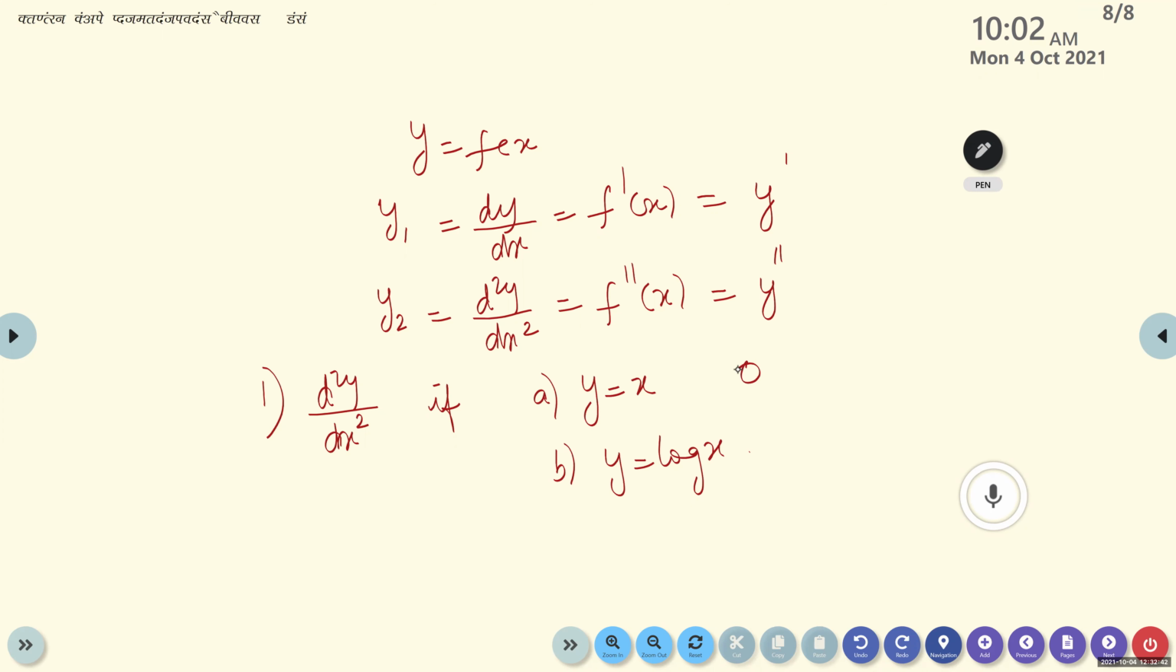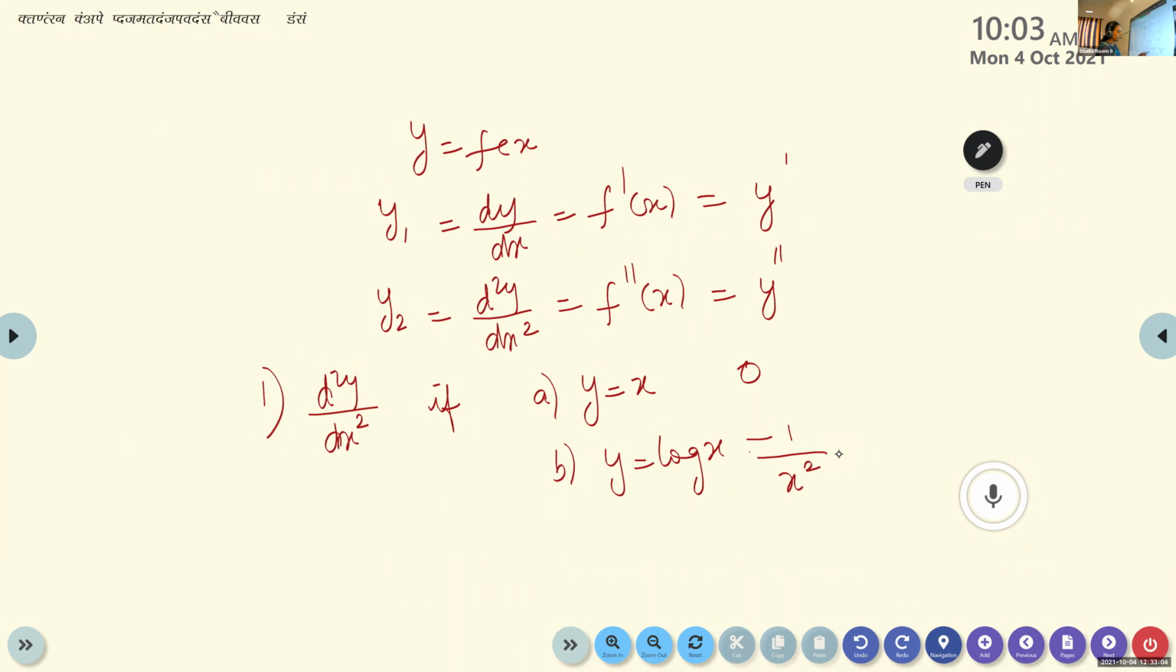Ma'am, I didn't finish. I didn't complete. Complete, okay. Aditya completed? What is the answer? Minus 1 by x square. Yes, it is minus 1 by x square.